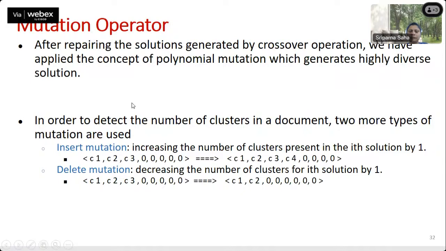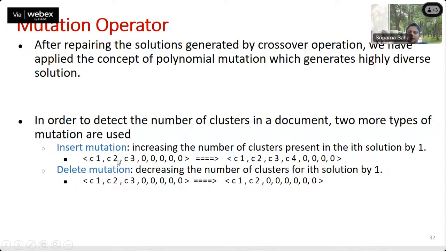Now the mutation operations. There are three types of mutation operations. Either we change the sentence cluster centers, or we increase the number of clusters by 1, or we decrease the number of cluster centers by 1. After preparing the solutions generated by the crossover operation, we apply the concept of polynomial mutation, which generates highly diverse solutions.